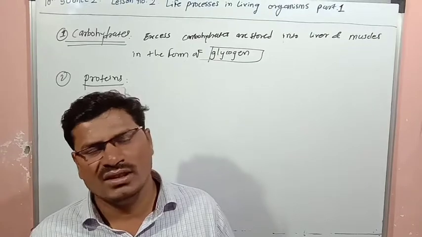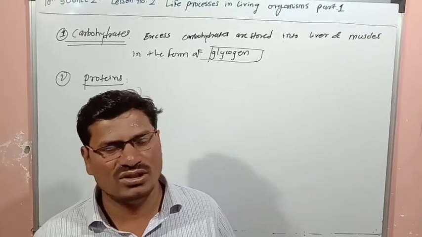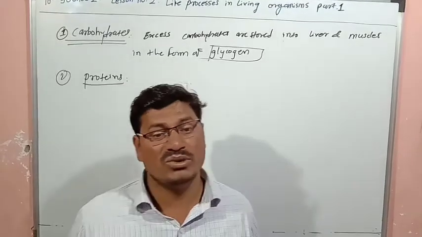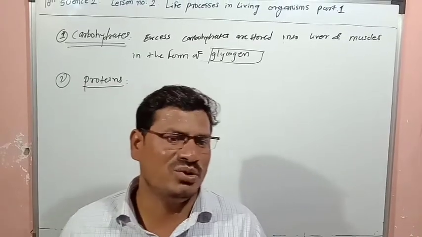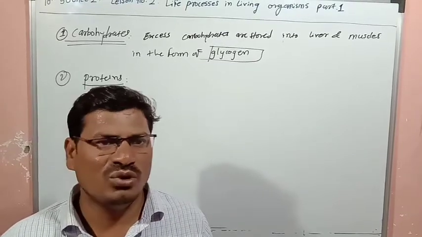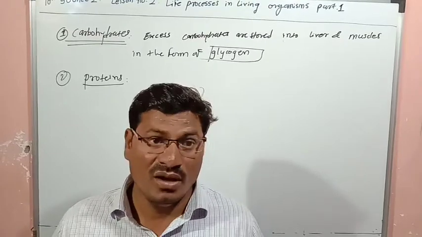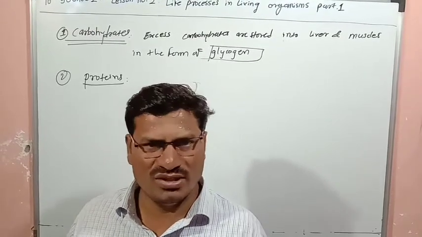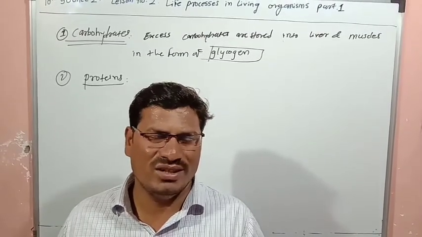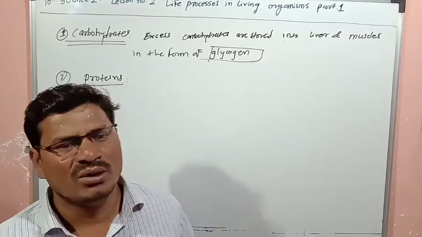The second point: proteins of animal origin are called first class proteins. The third point: how much energy do we get from proteins? We get 4 kilocalories of energy from 1 gram of protein.